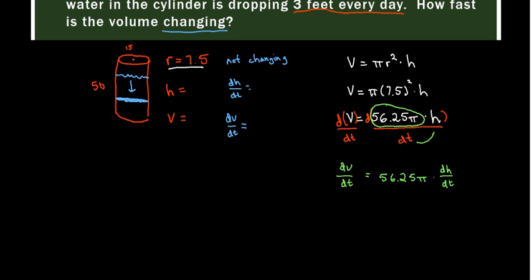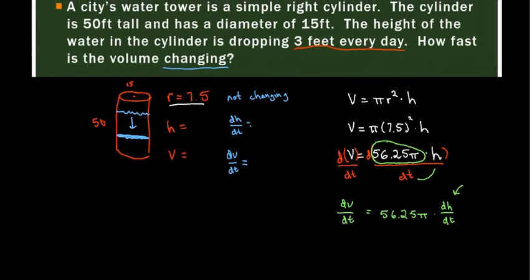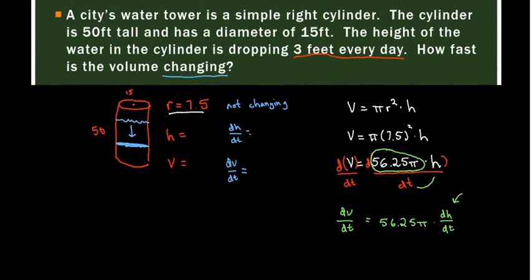And thankfully we're told what dh/dt is. If we go back into our problem, dh/dt is how the height is changing, and they tell us the height is dropping 3 feet every day. So I probably should have gone to the beginning of my problem and realized that dh/dt was negative 3 feet per day. Forgot to do that. But now we can plug that in.